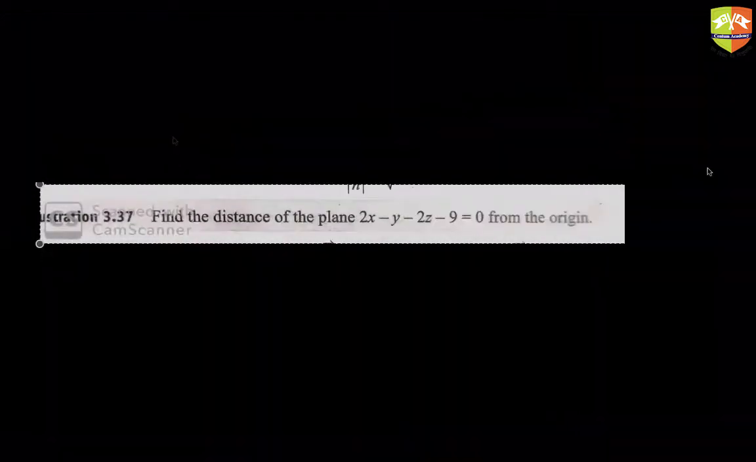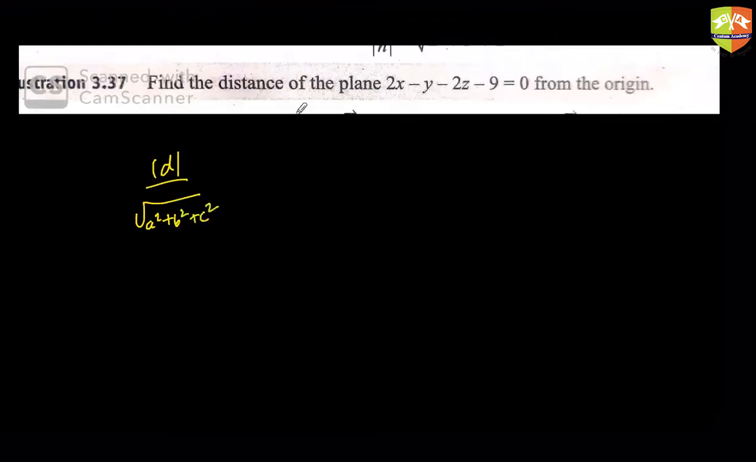Chalo, we'll take a next question on this now. The same concept, just formulated as a question. Find the distance of the plane 2x - y - 2z - 9 = 0 from the origin. I think it should not take more than 2 seconds to answer this. So what is the distance? Tell me fatafat. We have just discussed the distance is mod d by the square root of a square plus b square plus c square.